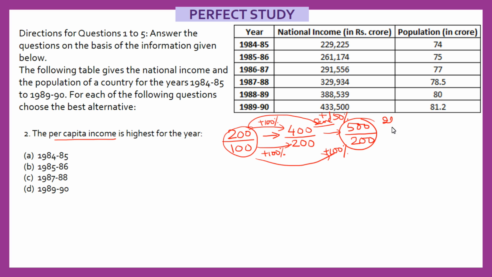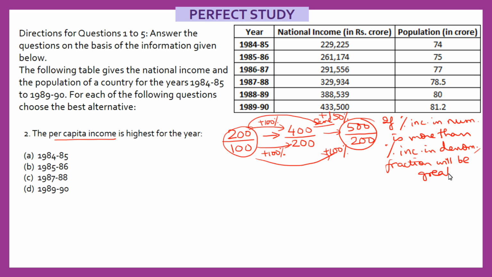Okay, I can just write it. If percentage increase in numerator is more than percentage increase in denominator, fraction will be greater. So we will simply use this concept here. If you notice here, the national income is continuously increasing through all the years, and the population is also increasing. Let's just take this value and this value.